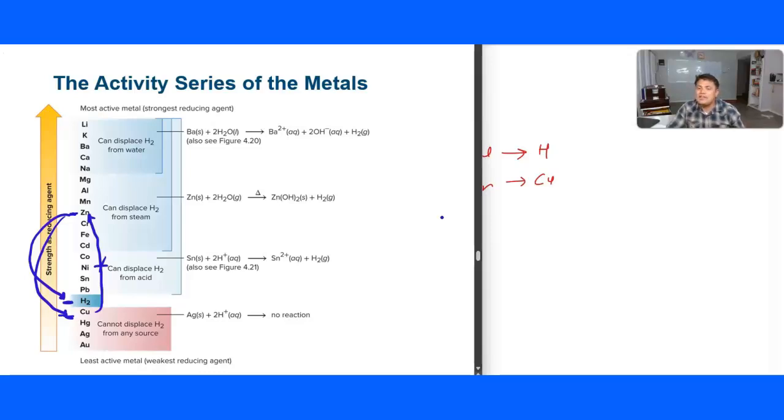This is the activity series, because the activity of zinc is more than that of copper. That's why zinc can reduce. But whichever is at the top, the highest reducing one, can reduce everything. That is lithium. Lithium can reduce potassium, barium, calcium, sodium, magnesium, aluminum. Lithium can reduce everything. Potassium can reduce everything below that. Gold cannot reduce anything. At the bottom, gold cannot reduce anything.